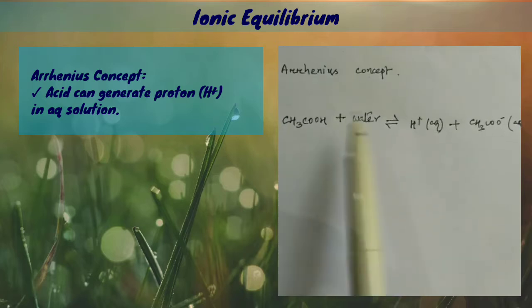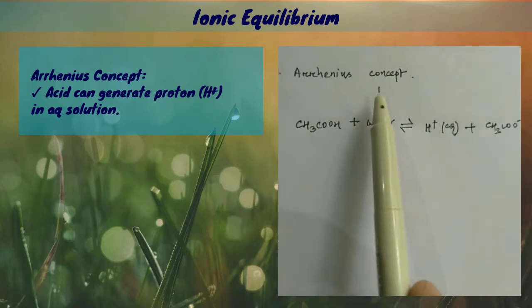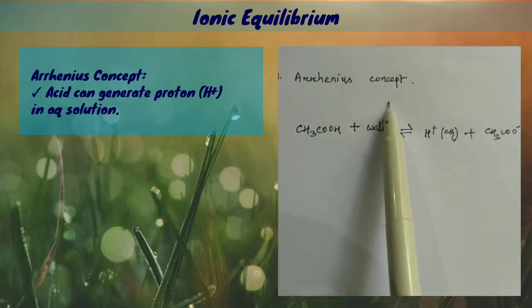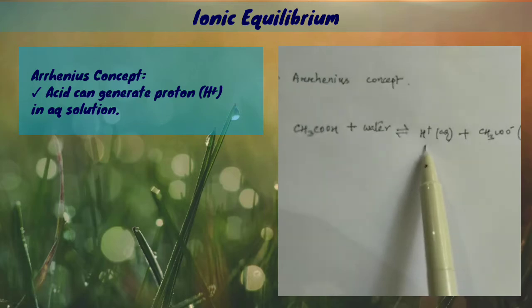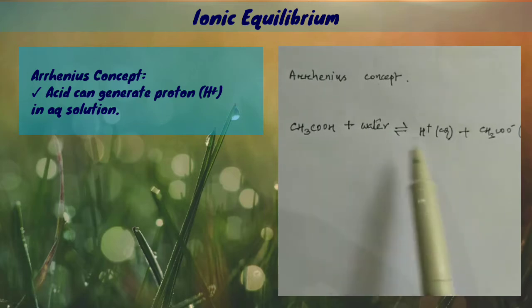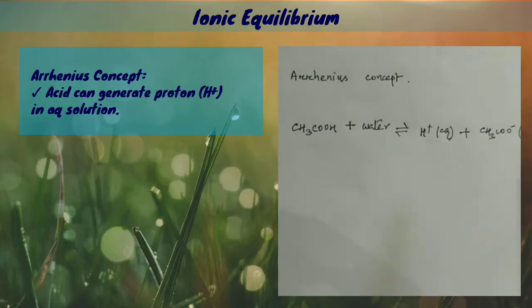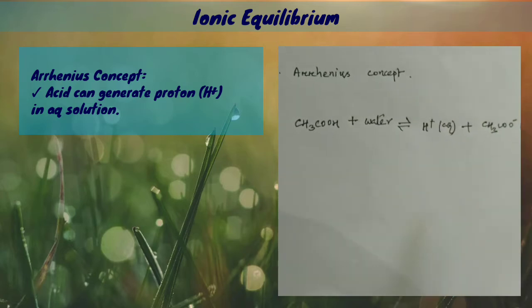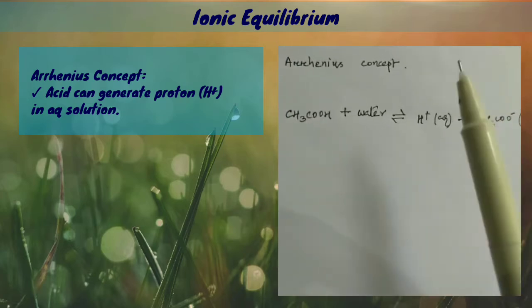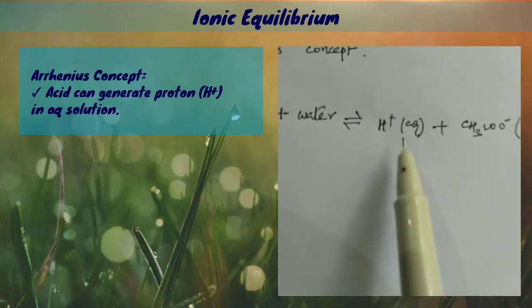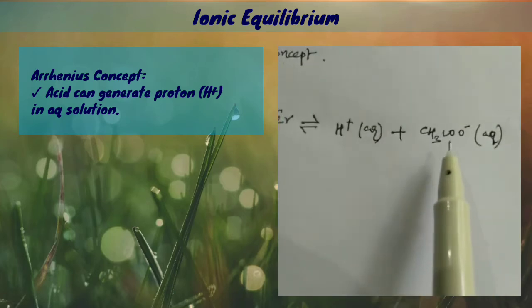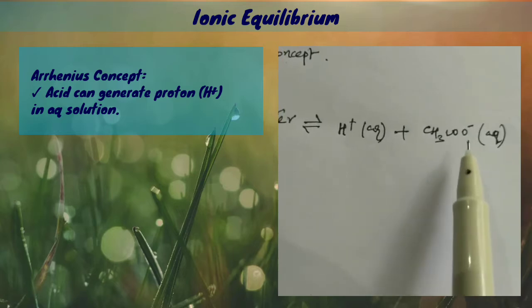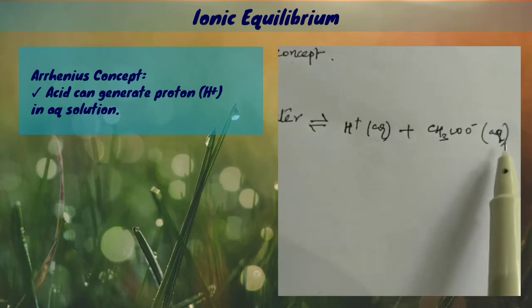And this is the concept of Arrhenius. That means according to the Arrhenius concept, we can say that an acid is a substance that dissociates to give hydrogen ions when dissolved in water. Okay, so this is the Arrhenius concept. But here, if you notice one thing, we write H+ (aq), CH3COO- (aq), acetate ion, aqueous.